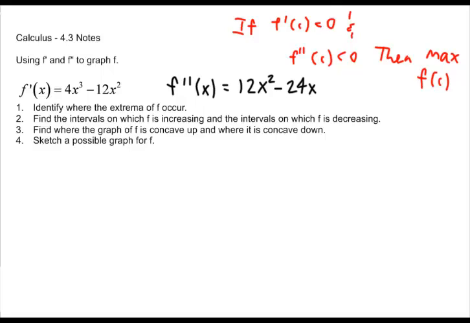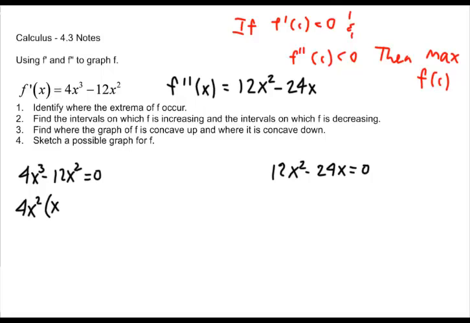And then we want to make up a sign chart with both the derivative and the second derivative. So if I set both of these equal to 0, and this one, 12x squared, so work them out. We can get rid of 4. We can divide 4 out or factor it out, however you want to do it. We'd have 4x squared times x minus 3.